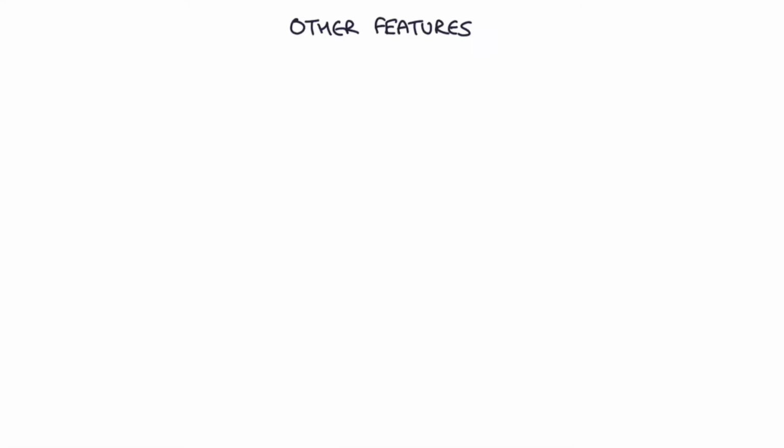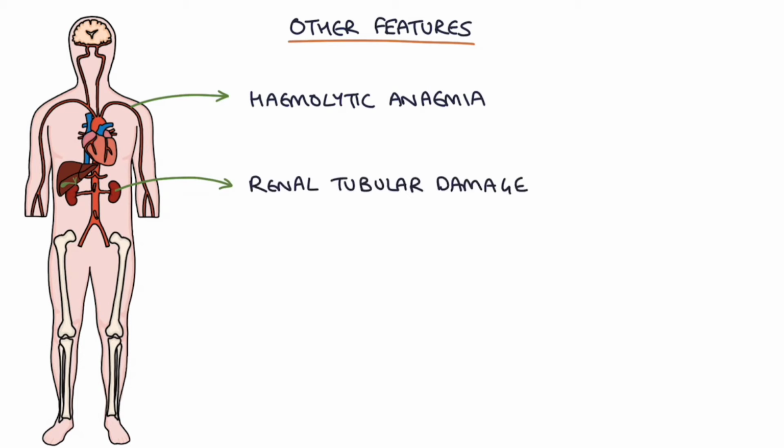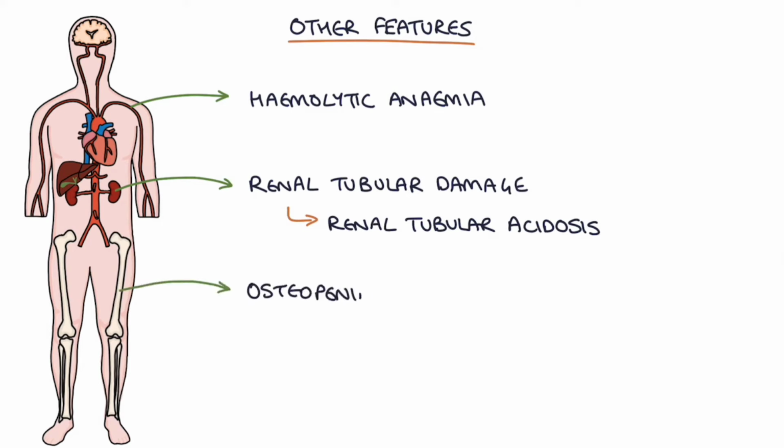There's a few other features. Often you get a hemolytic anemia where the red blood cells are being broken down too quickly. You can get renal tubular damage, which leads to renal tubular acidosis, and you can get osteopenia, which is a loss of the bone mineral density.